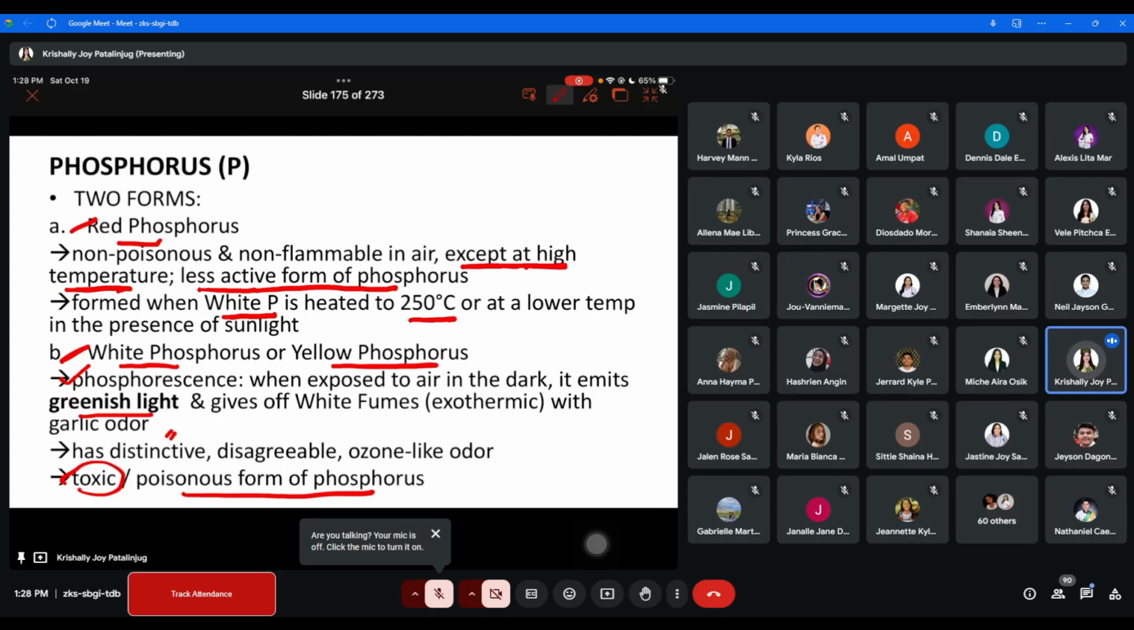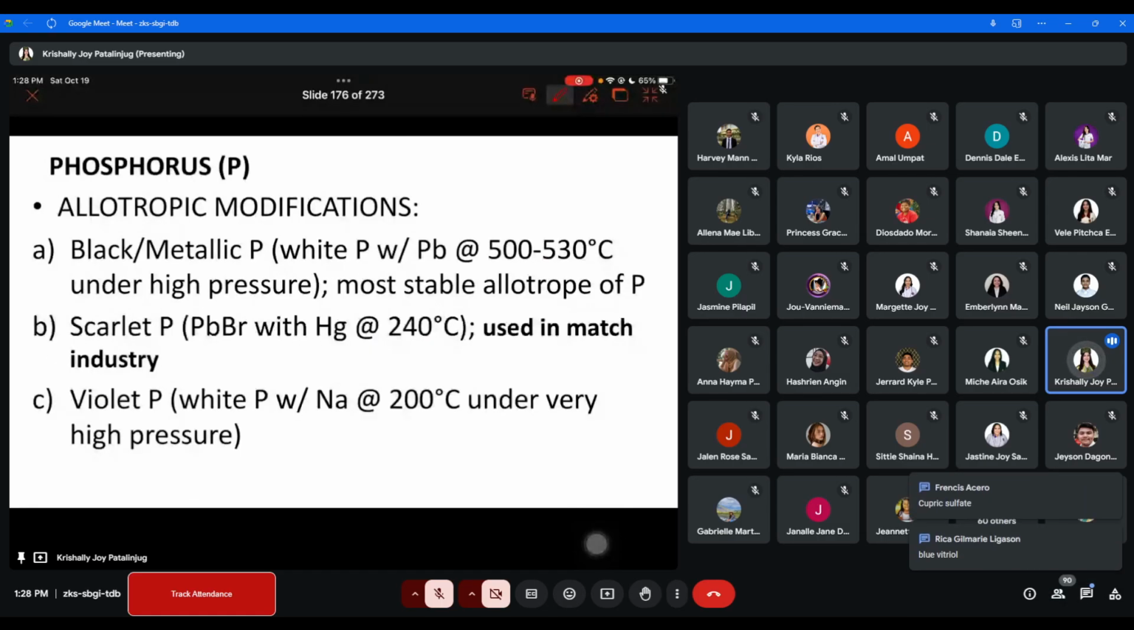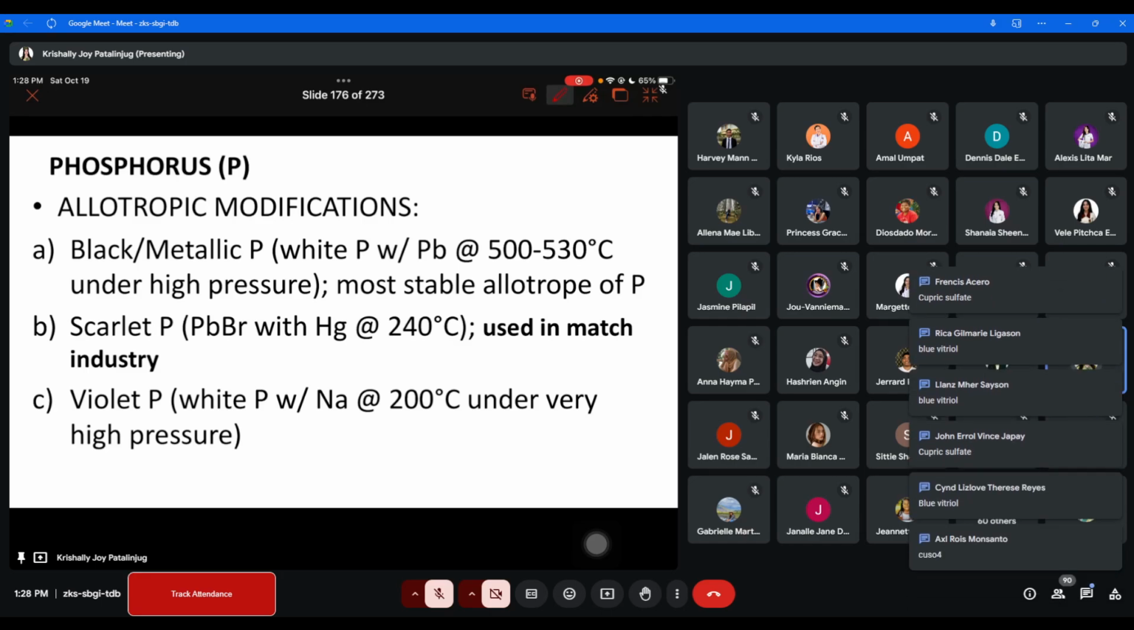Okay, let me ask you, what is the antidote for phosphorus poisoning? Treatment for phosphorus poisoning, yung mga naaral nyo. You can type in the chat box. I will wait, kung unsa inyo answer. Again, yung phosphorus poisoning na treatment. Okay, blue vitriol o cupric sulfate.